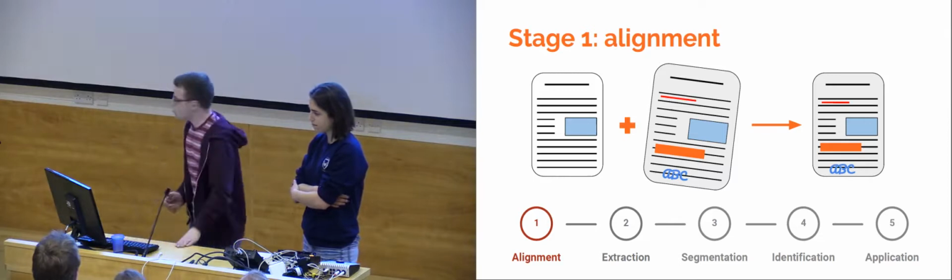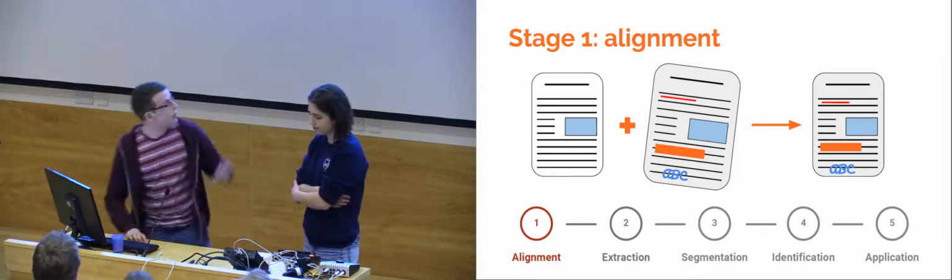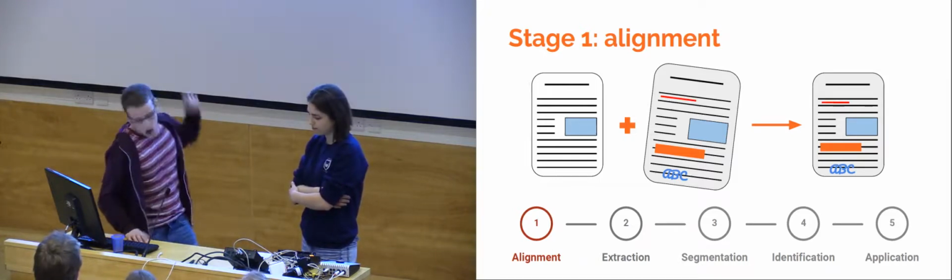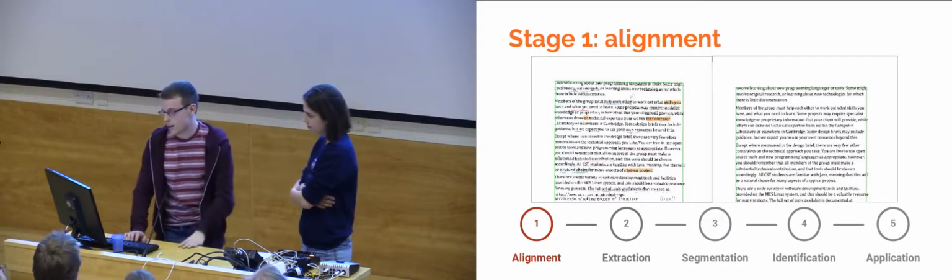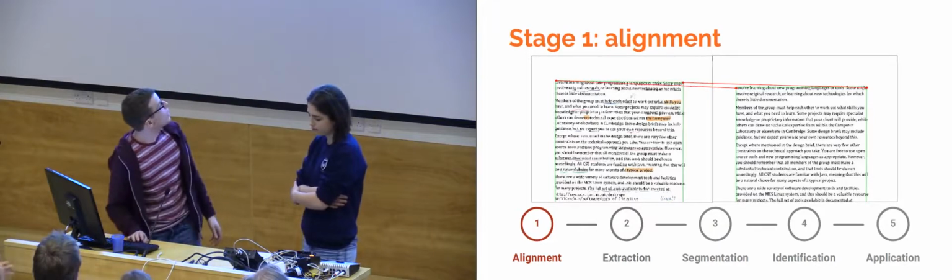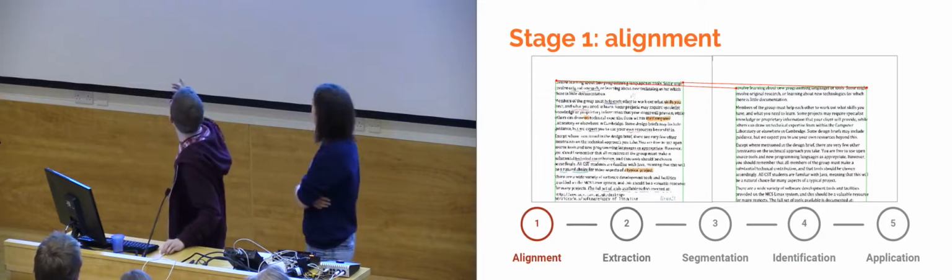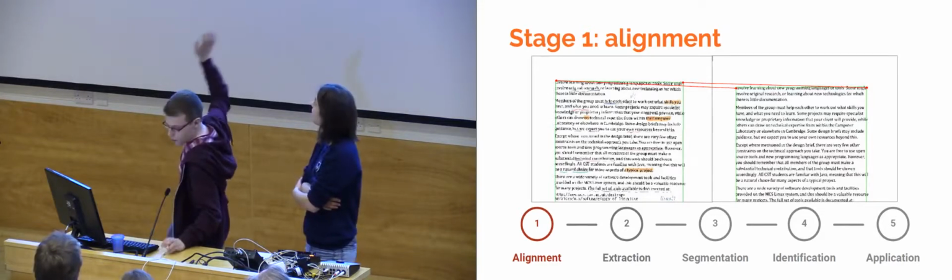First stage is to align the scanned document in the middle with the original digital PDF on the left. To do that, we find the bounding box of each, and we match the corners. That means that any coordinates of an object on the left, we know where to put on the right.